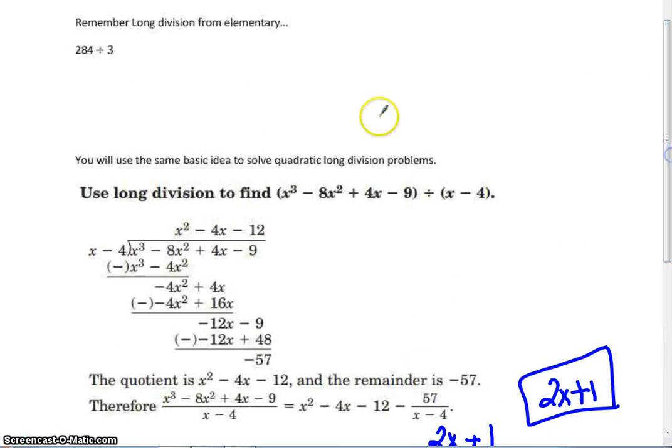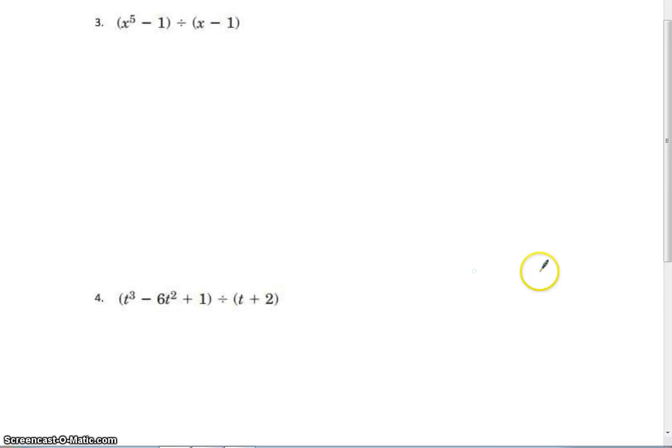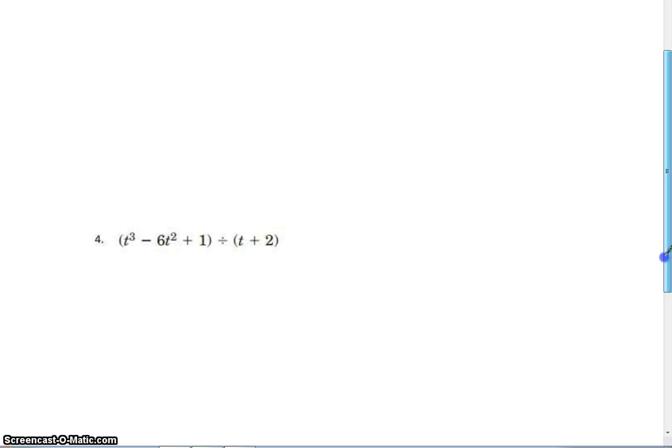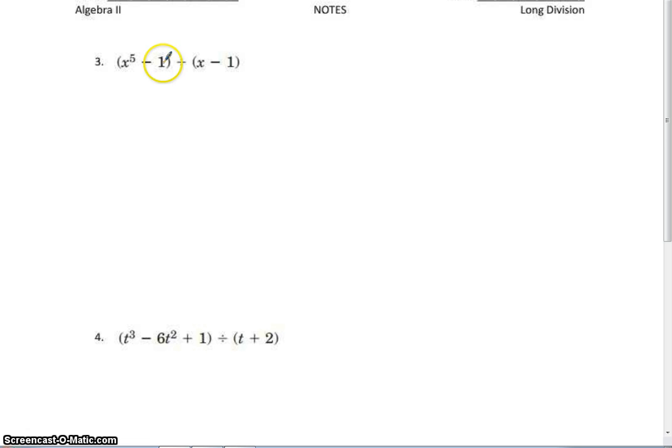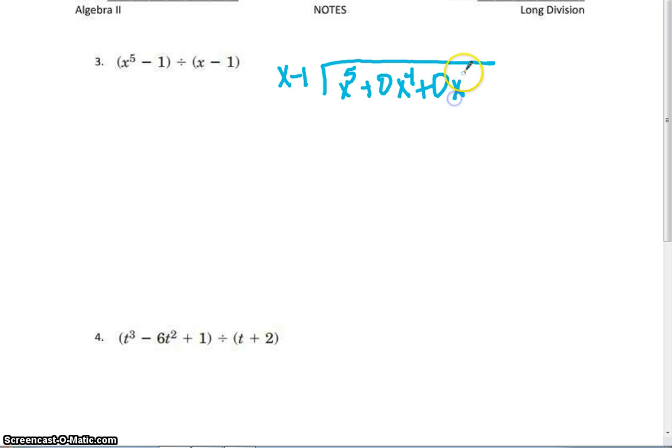Going to the next page. Number 3. Once again, you've got some skips going on here. So you're going to say x minus 1 on the outside. And you're going to say x to the 5th plus 0x to the 4th plus 0x to the 3rd plus 0x squared plus 0x minus 1.